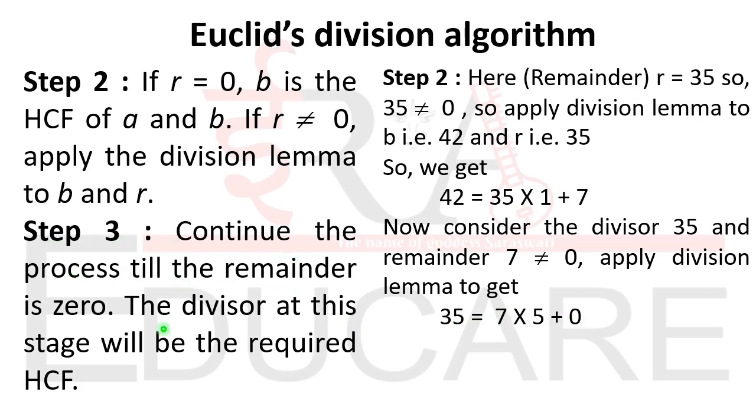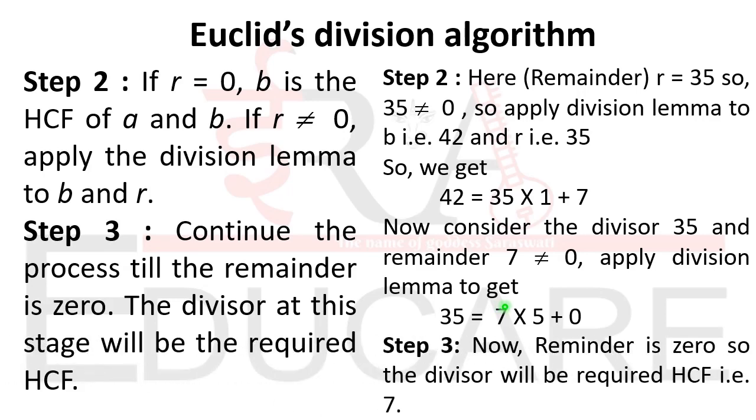Continue the process till the remainder is 0. Now in our case we got the remainder 0. The divisor at this stage will be the required HCF. So now if you get the remainder 0, then your divisor is your HCF. Here the divisor is 7. So now your B becomes your HCF. So B is equal to 7. So the HCF of 455 and 42 is 7. Now the remainder is 0, so the divisor will be the required HCF, that is 7, right?